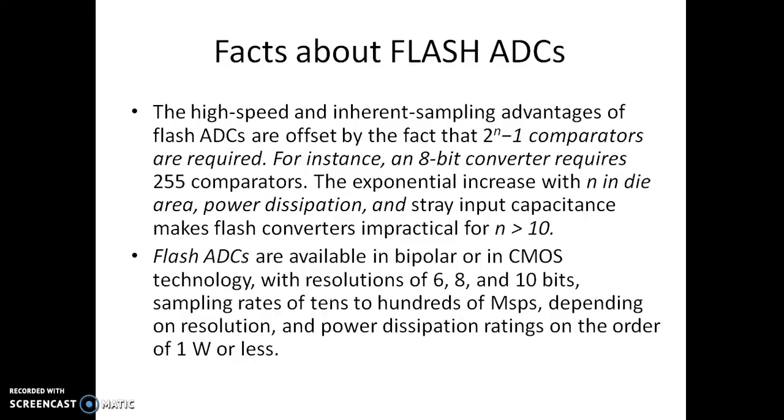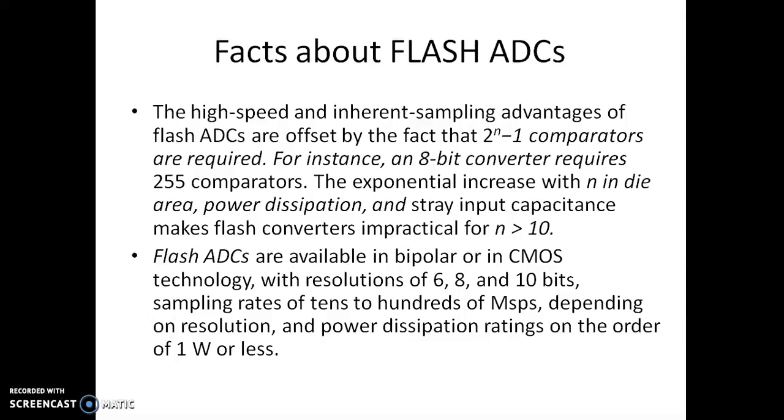Flash ADCs are available in CMOS technology with resolutions of 6, 8 and 10 bit. Sampling rates range from 10 to hundreds of millions of samples per second. Depending on the resolution, the power dissipation rating is on the order of 1 watt or less. The power dissipated is very large because we have so many comparators, and all the comparators consume energy when they operate for a proper conversion from analog to digital.